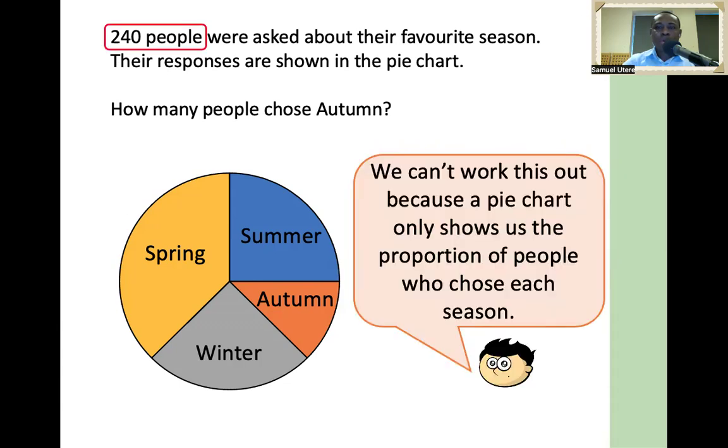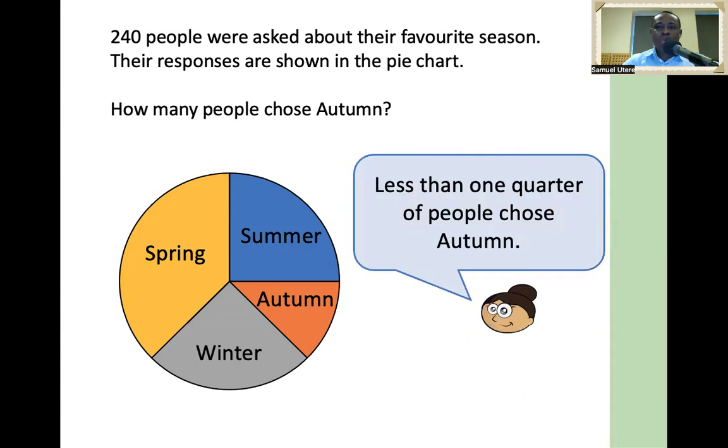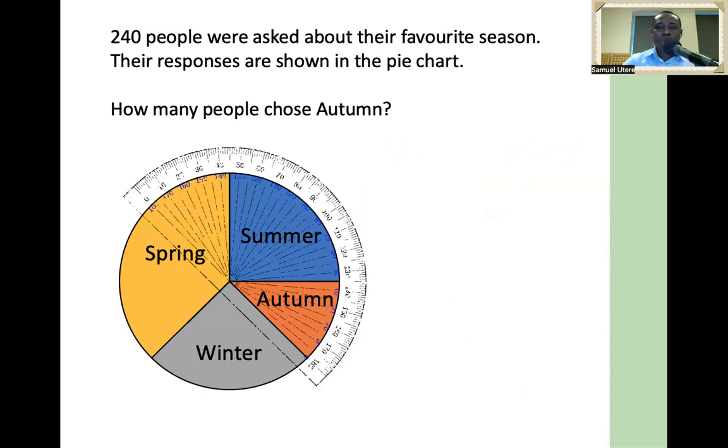But here is this one. We can't work out less than 1/4 of people chose autumn. Well, if we use a protractor, we can begin to measure the angles. That is why in this lesson, we're going to be using a protractor. You can see that we do not know the angles, but we can use a protractor to measure them. Notice that we want to measure the angle, and we can use a ruler to extend the line so that we can read from the protractor properly.